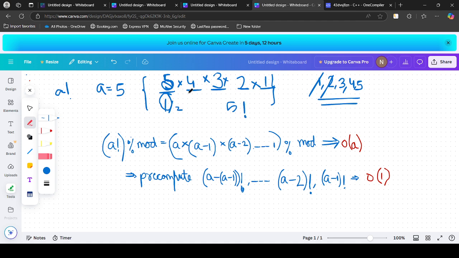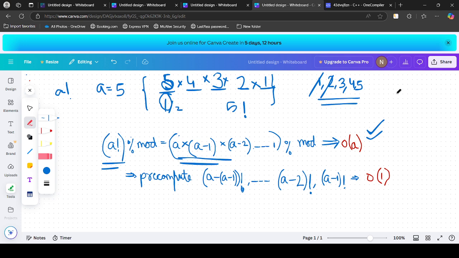So a factorial is a into a minus 1 and so on, and it is generally the number of ways to keep given numbers in given number of boxes. So now if we want to find a factorial mod b, it is a into a minus 1 and so on up to 1. We can do modular multiplication similarly, and we can get it in O of a for a given a.